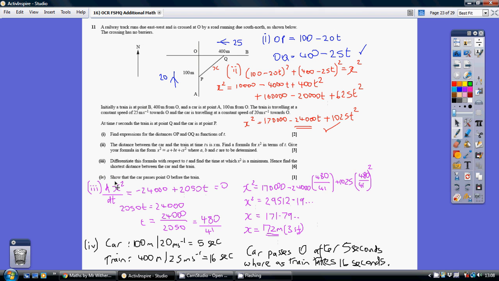Now for part 4, show that the car passes point O before the train does. Well, the car is travelling at 20 meters per second, and it's got to travel a total distance of 100 meters, so the car's going to get there in 5 seconds. The train has got 400 meters to go and is travelling at 25 meters per second, so that's going to take 16 seconds. So we can see that the car passes point O before the train, because the car passes after 5 seconds, whereas the train passes after 16 seconds.